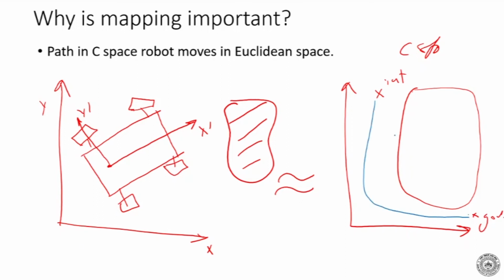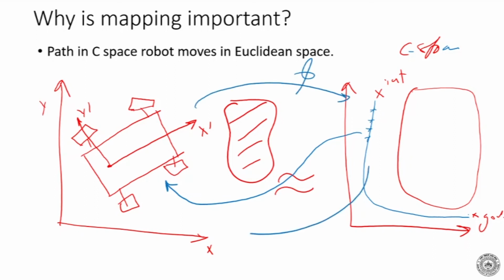Now once we have found the path in the C space, we have to come back to the real world. That means at every point here, I have to find out what are the velocities which will actually take me there, by doing inverse kinematics. So this is the forward map and this is the inverse map. Both have to exist, and the path has to be continuous. We'll see why.